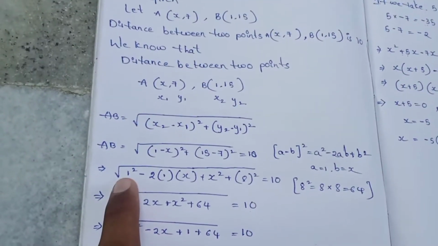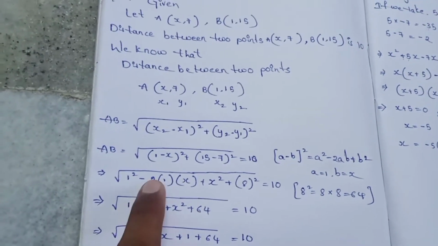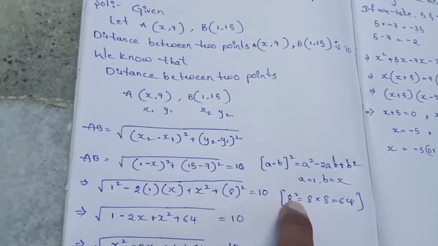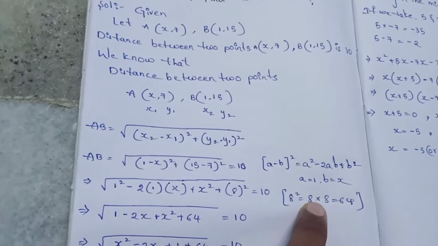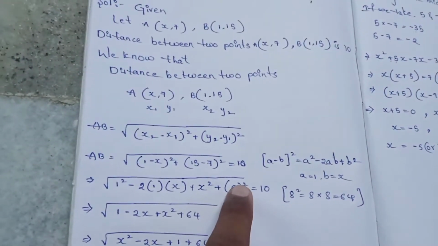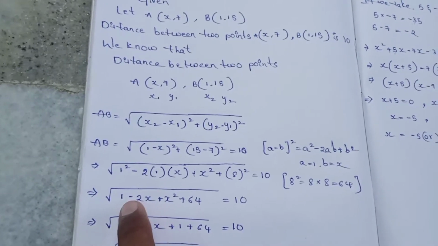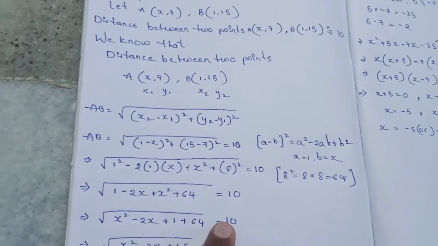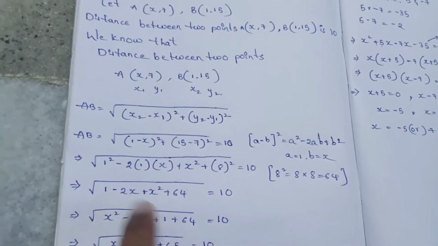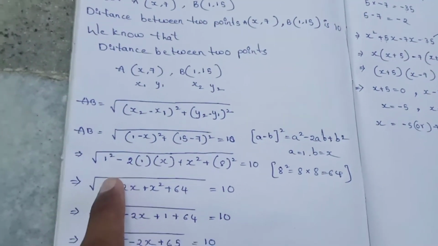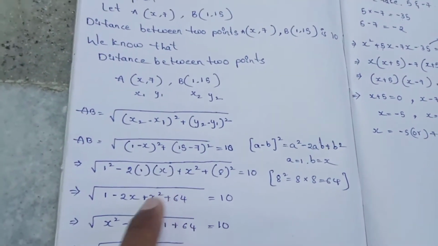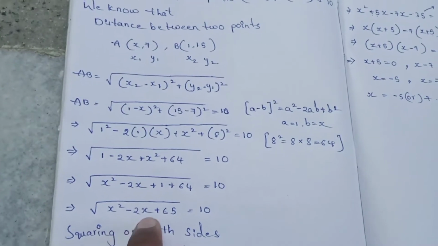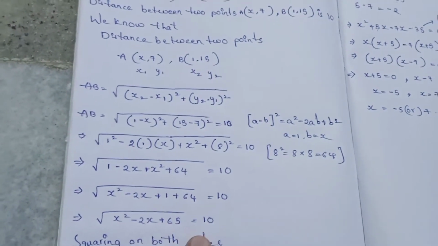Now 1 square is 1 into 1, which is 1, minus 2 ones are 2, into x, 2x, plus x square, plus 8 square, which is 8 multiplied 2 times, that means 8 into 8 is 64. In the place of 8 square I am writing 64. Now I am writing the square term first, the x term second, and the numbers last: x square minus 2x plus 1 plus 64. I am writing as it is but separating the terms: first squares, next x terms and next numbers, is equal to 10. x square minus 2x plus 1 plus 64 is 65, equal to 10.